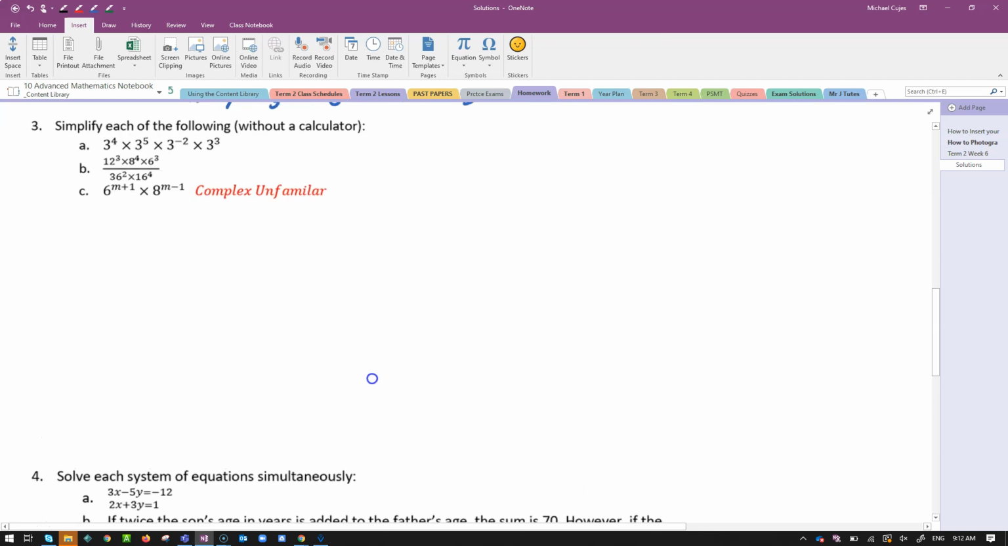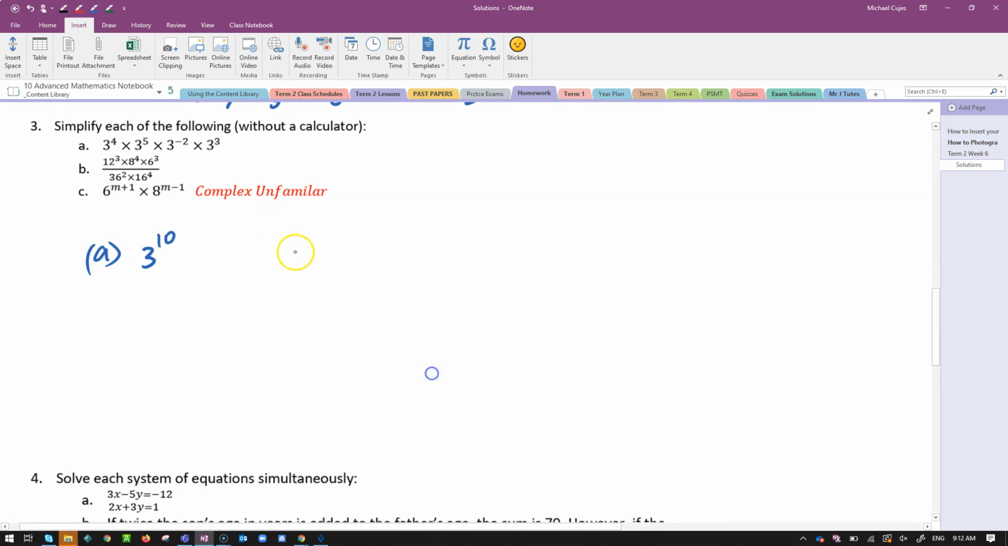Simplifying without a calculator. A, what are we going to have here? 3 to the power of 4 by 3 to the power of 5. 4 and 5 make 9. Plus negative 2 makes 7. Plus 3 makes 10. 3 to the power of 10. It says simplify, not evaluate. I don't know 3 to the power of 10 off the top of my head. That gets a little bit too big for me.